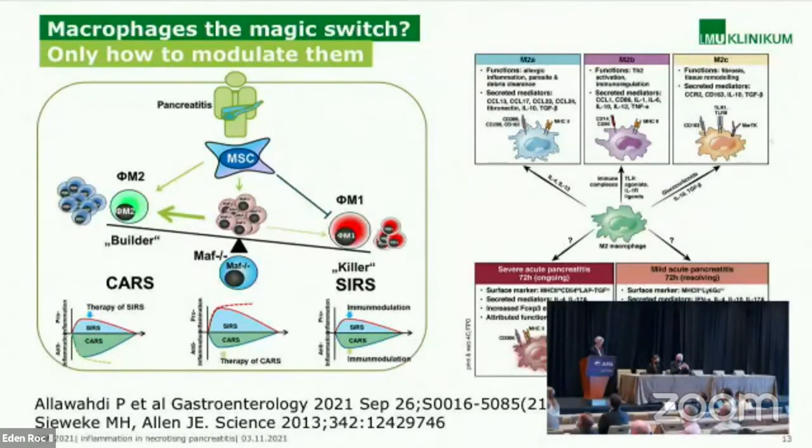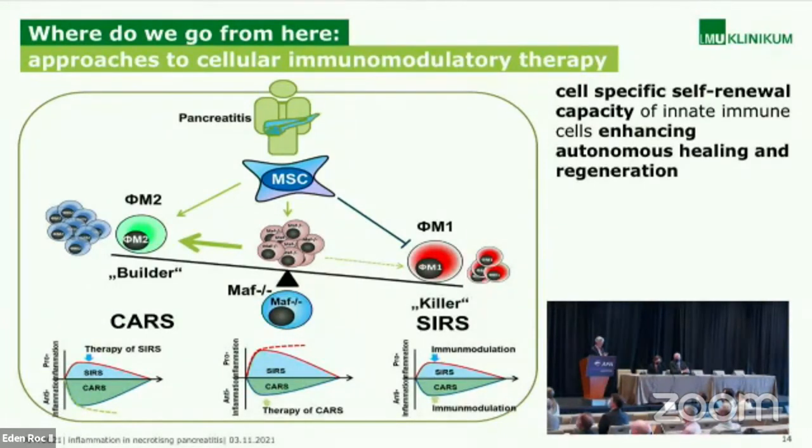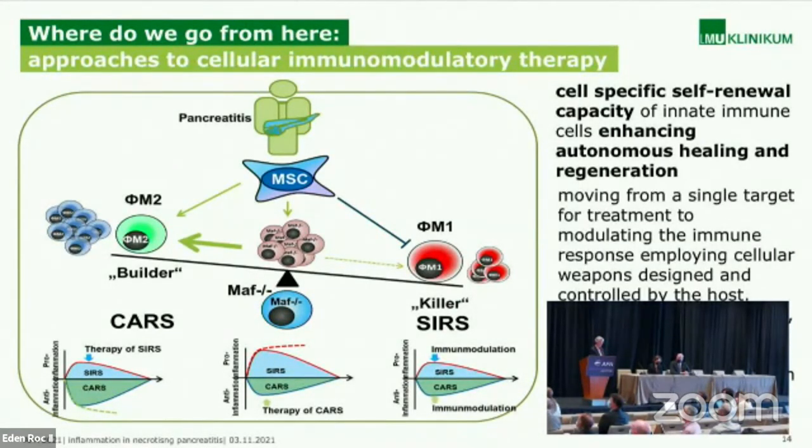And what is shown here is a transcription factor that is called MAF, MAF-C. Inside the body, a macrophage is able to renew itself through inflammation or stimulation. You could expand that ex vivo, and then you could create builders and killers. And depending on the orchestra of cytokines in your body, this additional amount of cells will actually contribute to a healing process. So we have cell-specific self-renewal capacity of innate immune cells enhancing autonomous healing and regeneration. So moving from a single target for treatment to modulating the immune response, employing cellular weapons designed and controlled by the host might be another way forward.